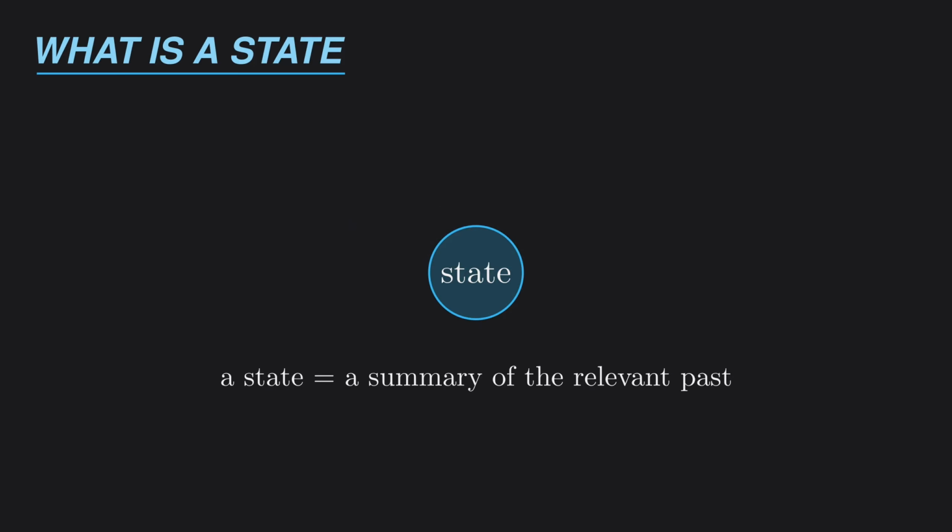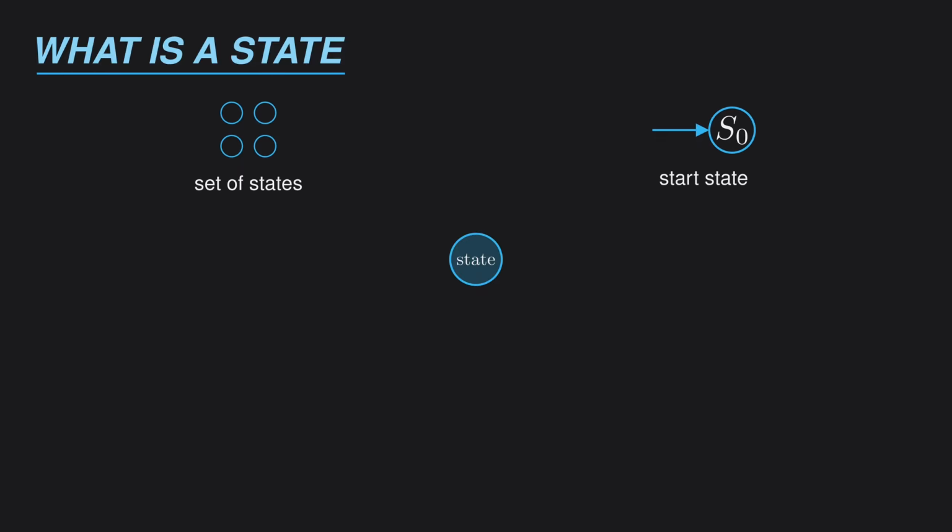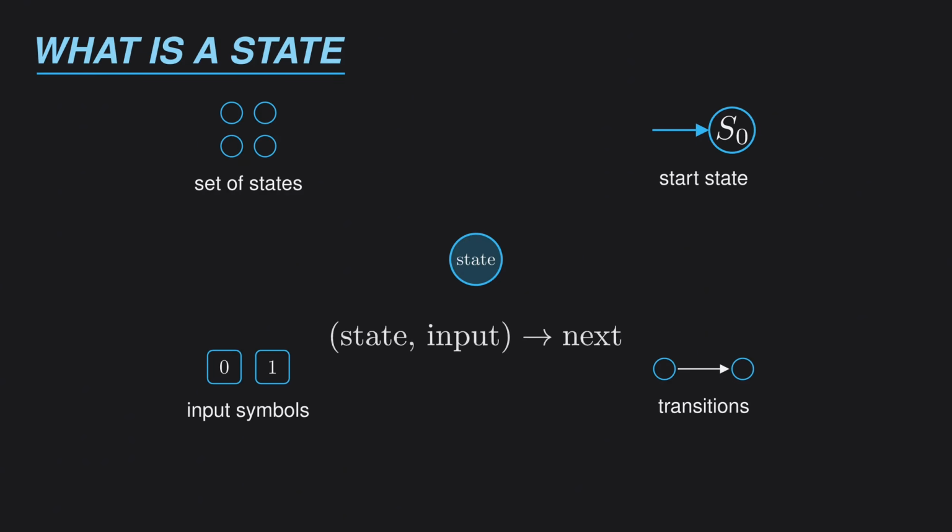Now that we know why state exists, let us define it precisely. A state is a complete summary of the relevant past. It is everything the machine needs to remember in order to decide what to do next. Keep that definition close, because everything else rests on it. Formally, a finite state machine has a few parts. There is a finite set of states. There is one state marked as the starting or reset state. There is a set of input symbols, and there is a set of transitions. A transition is simply a rule. Given the current state and the current input, it tells you which state to move to next.